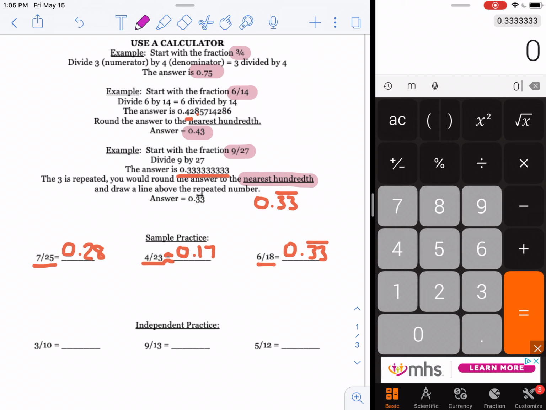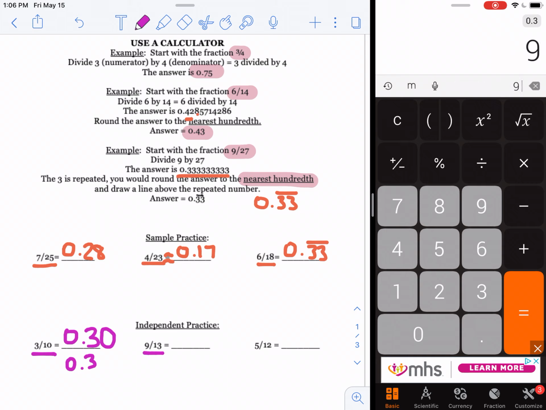Okay, so now looking at our independent practice problems, we have 3/10. Again, the rule is top number divided by bottom number. So in this case, we have 0.3. You can leave it like that, but if you want to put that extra 0 at the end, we know that 3/10 is the same thing as 30/100. So you can either put 0.3 or you can add that extra 0 to the end since we're practicing putting two numbers after the decimal place. You can do either one of those. They are equivalent.